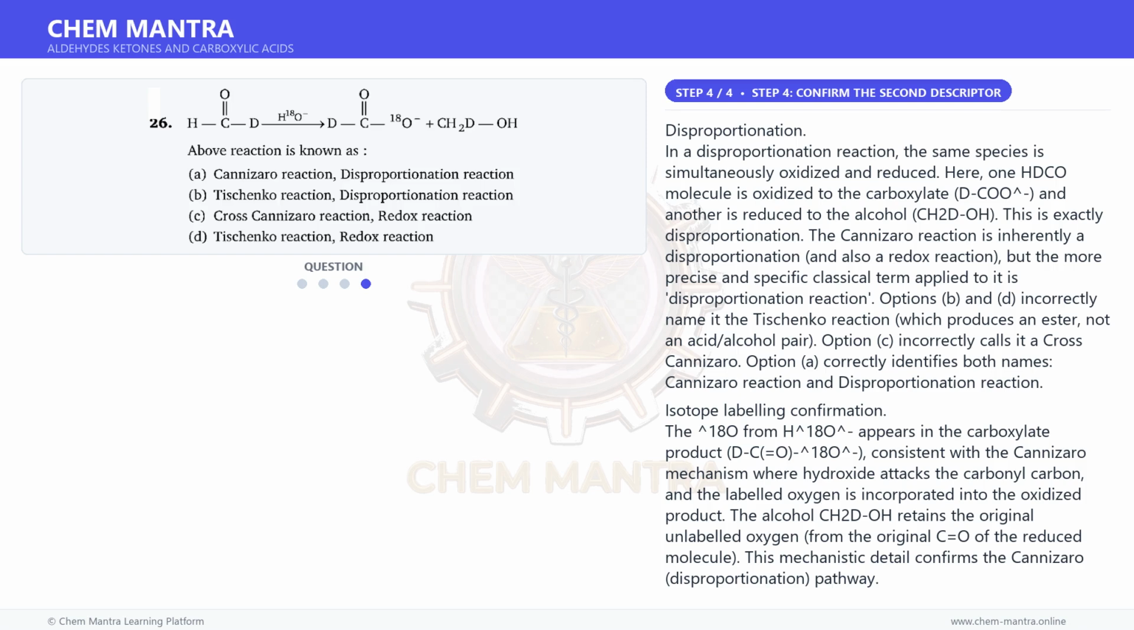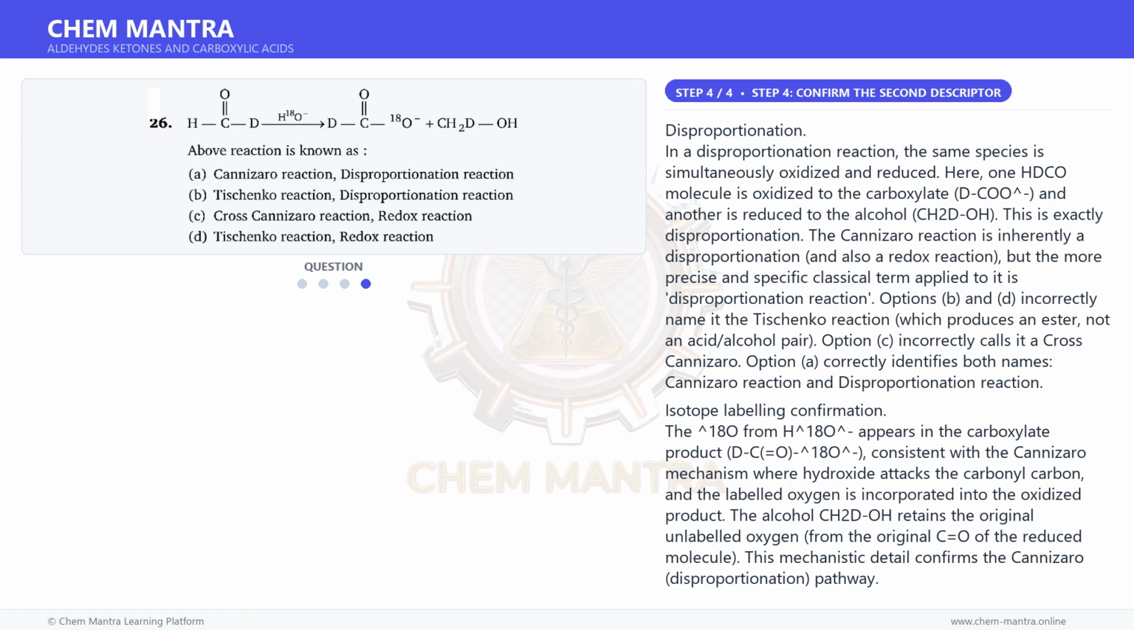Disproportionation. In a disproportionation reaction, the same species is simultaneously oxidized and reduced. Here, one HDCO molecule is oxidized to the carboxylate, DCO₂⁻, and another is reduced to the alcohol, CH₂D-OH. This is exactly disproportionation. The Cannizzaro reaction is inherently a disproportionation and also a redox reaction, but the more precise and specific classical term applied to it is disproportionation reaction.